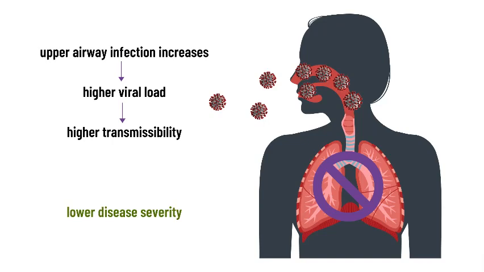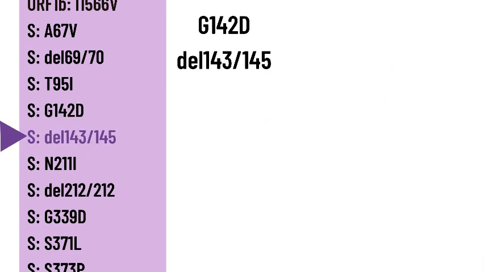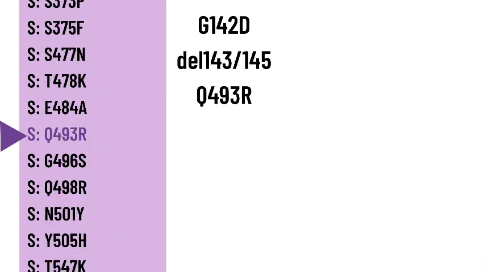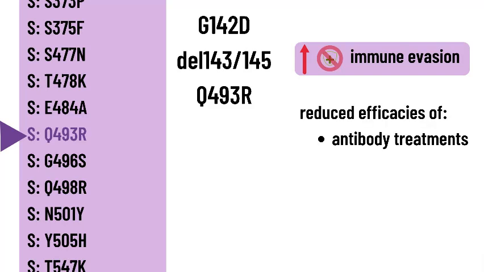In addition to that, structural change of spike protein caused by mutations including G142D, Del 143-145 and Q493R leads to immune evasion of the virus, which causes a significant decrease in neutralization of virus by antibodies, as shown by the reduced efficacies of antibody treatments and vaccine immunity.